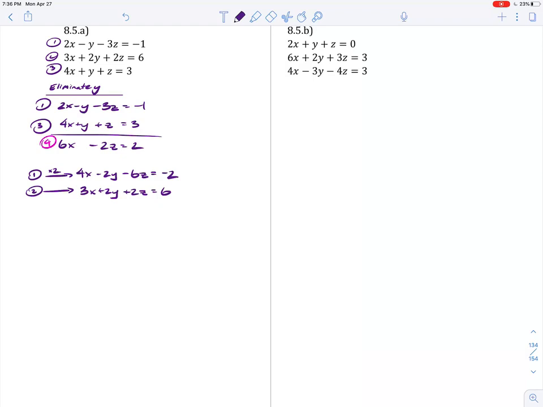I know for me, this is where I tend to make mistakes the most. I'll just forget to multiply one of these coefficients by something, and then I've really messed things up. So just watch out there.